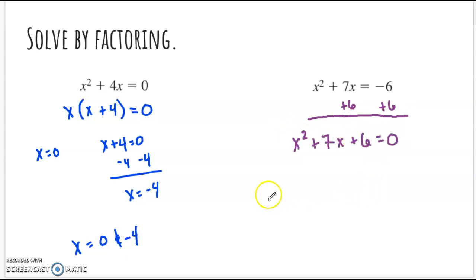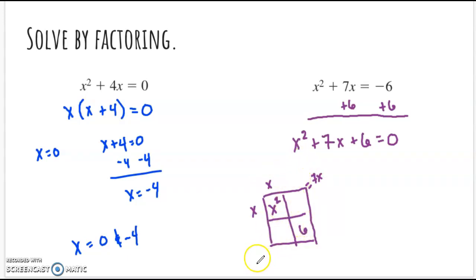And again, I'm going to grab that, make my area model, my box, x squared. I know my 6. I know my diagonal is going to add to make 7x. So I've got x times x, 6. Let's see here. I could do 2 and 3 or 1 and 6. I know I'm trying to make 7, so I'm going to try 1 and 6.